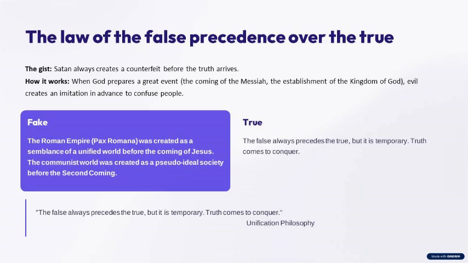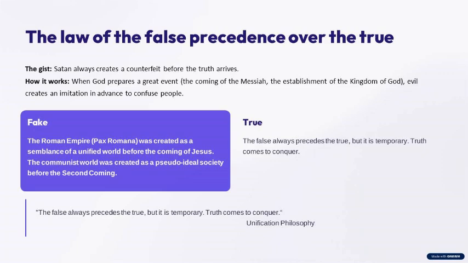The third law of restoration we will discuss today is the law of false preceding truth. This is a very interesting and even somewhat unsettling law. It says, Satan, or if you prefer, evil, always creates a counterfeit before the truth comes. Why does this happen? Because evil tries to confuse people. It creates an imitation, an illusion that looks like the real thing, but inside it is empty. A historical example, the Roman Empire.